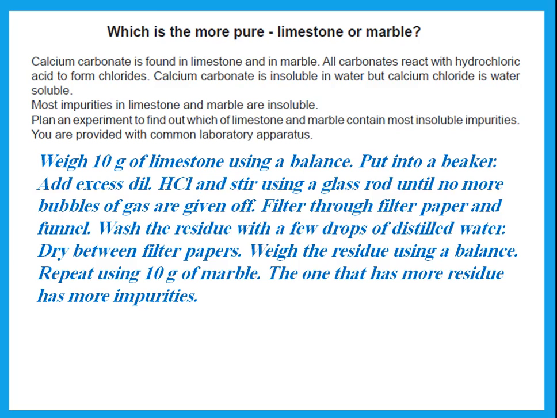So we weigh a specific amount of the first one, limestone for example, because we need to compare, so we need to use same masses of both. So weigh 10 grams of limestone using a balance, put into a beaker, add excess dilute hydrochloric acid, stir using a glass rod until what? How do I know if the reaction has finished? Until no more bubbles of gas are given off, because this is carbonate with acid. It should give out carbon dioxide gas.